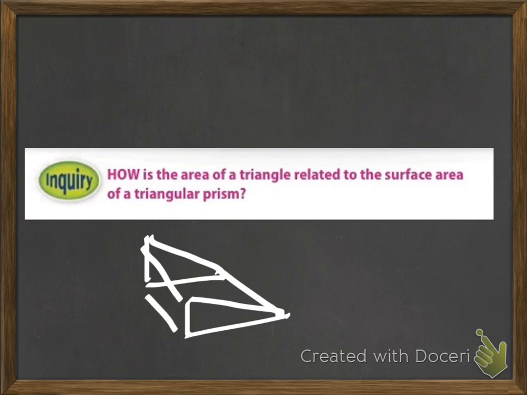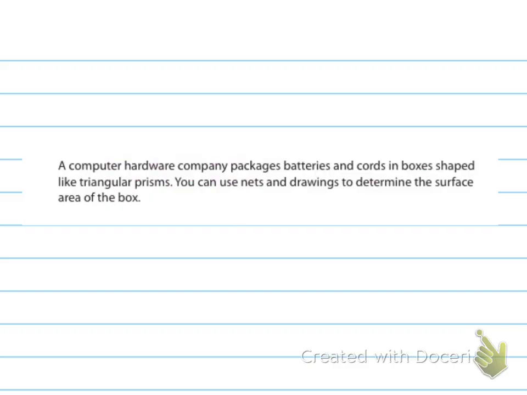That's our triangular prism. Remember, with the triangular prism the bases were both the triangles, and then we had rectangles that went around for the side, the top, and the bottom. Just a little reminder there. It says that a computer hardware company packages batteries and cords in boxes shaped like triangular prisms, because that's how cool they are. You can use nets and drawings to determine the surface area of the box.